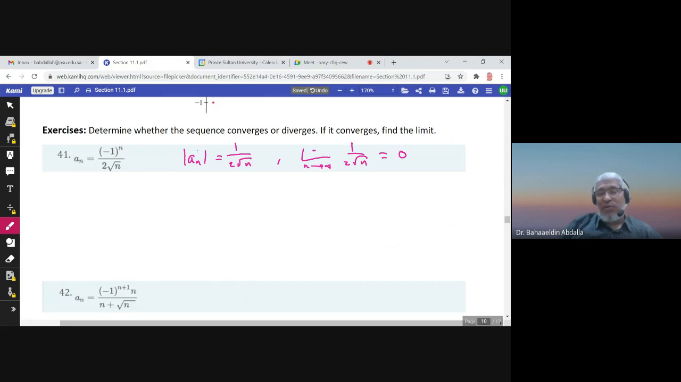So the limit of the absolute value of a_n is 0. So by the theorem, the limit of (-1)^n over 2 times square root of n when n goes to infinity is also 0, and the sequence converges to 0.